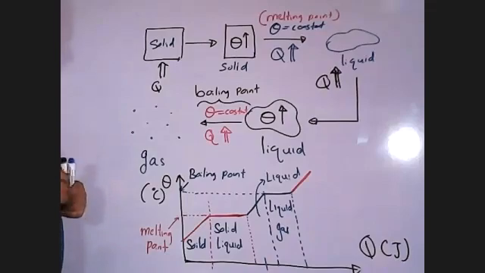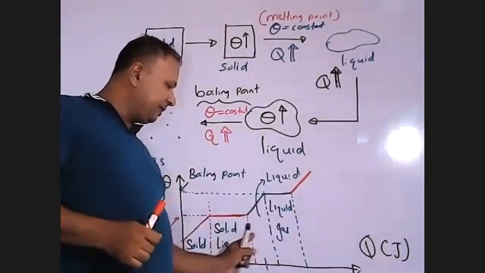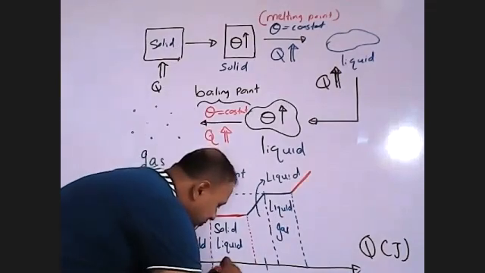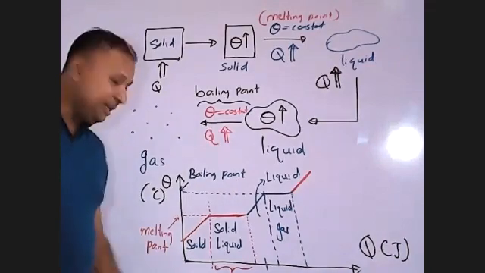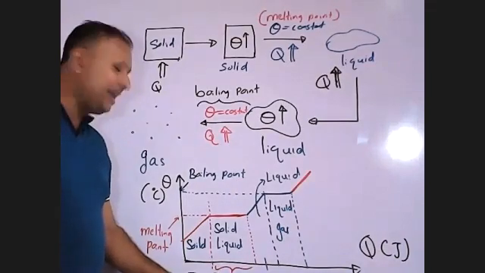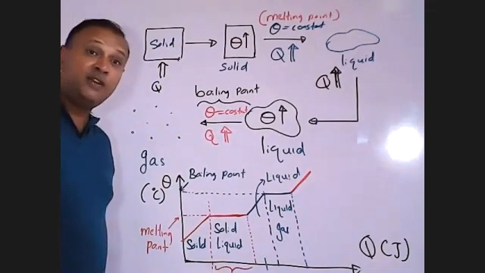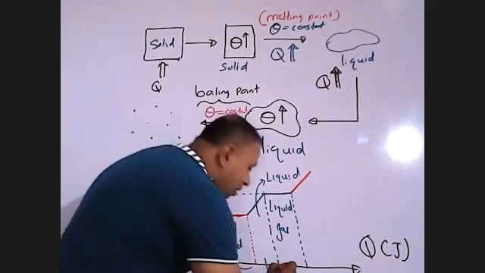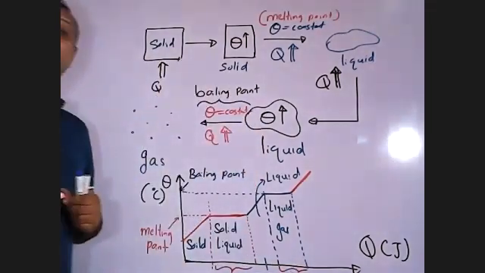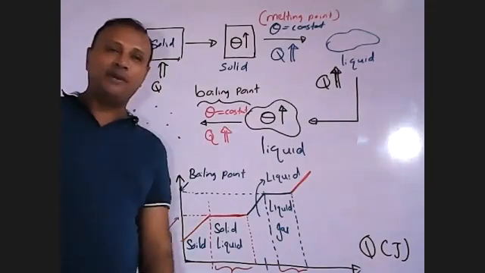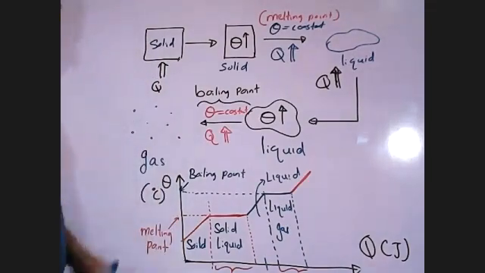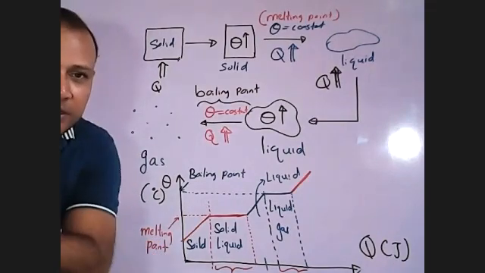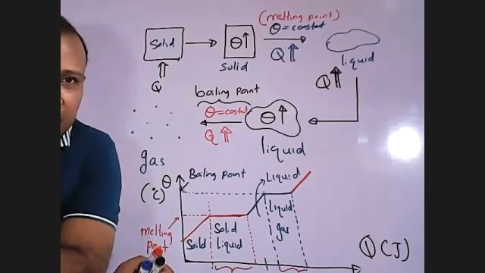So this is the solid-liquid interface. This amount of heat is called latent heat, normally called the latent heat of fusion. This amount of heat is called the latent heat of vaporization. Did you get my point? Yes. Others?